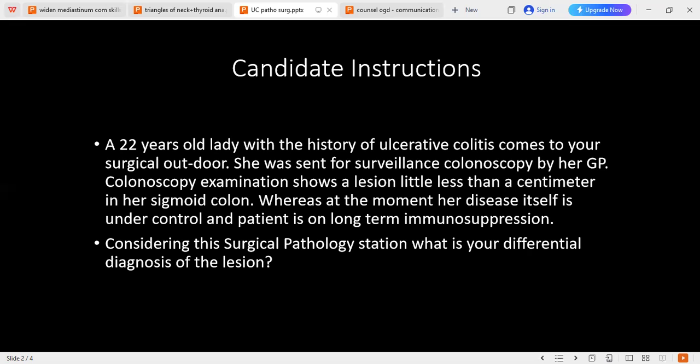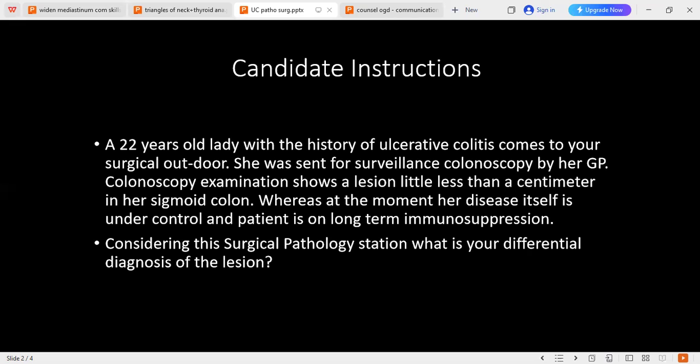Okay, please tell me the differences between the Dukes and the TNM staging. In case of Dukes, there are three points: A, B, C. In A, the lesion is confined to the muscularis propria, not invaded. In Dukes B, muscularis propria is invaded, and Dukes C, the regional surrounding lymph nodes are involved.